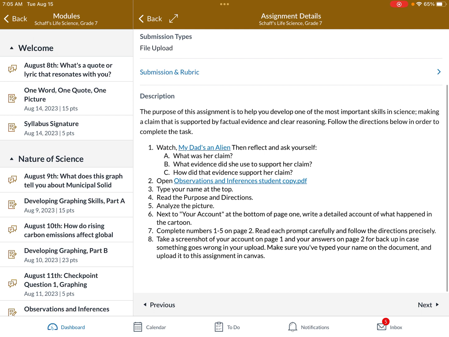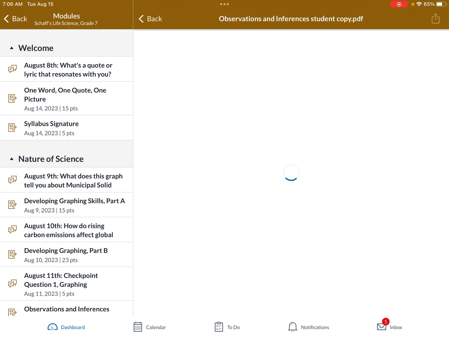All right, so moving on to our PDF, number 3 says, type your name at the top, read the purpose and directions, analyze the picture. Then you're gonna write a detailed account of what happened in the cartoon based on what you see. And then you'll complete numbers 1 through 5 on page 2, reading each prompt carefully and following the directions precisely. We're gonna take a picture of our account on page 1 and answers on page 2 for full credit. So once again, I'm going to show you how to open this up.